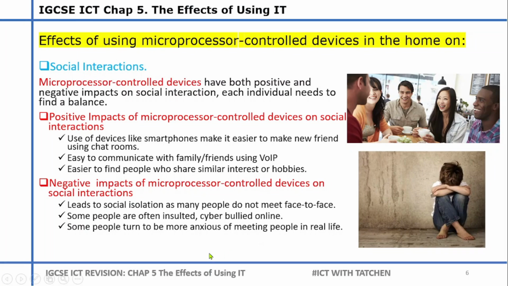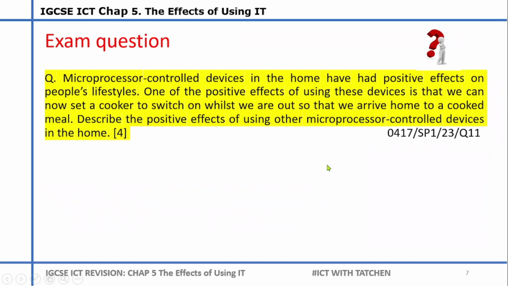Some people are often insulted and cyberbullied online. So that is also a problem. And then some people tend to be more anxious meeting people in real life. So that's a problem. Depression and many other things, because you don't speak with people normally, physically. You're always behind your computer or on your phone. So that's definitely an issue.